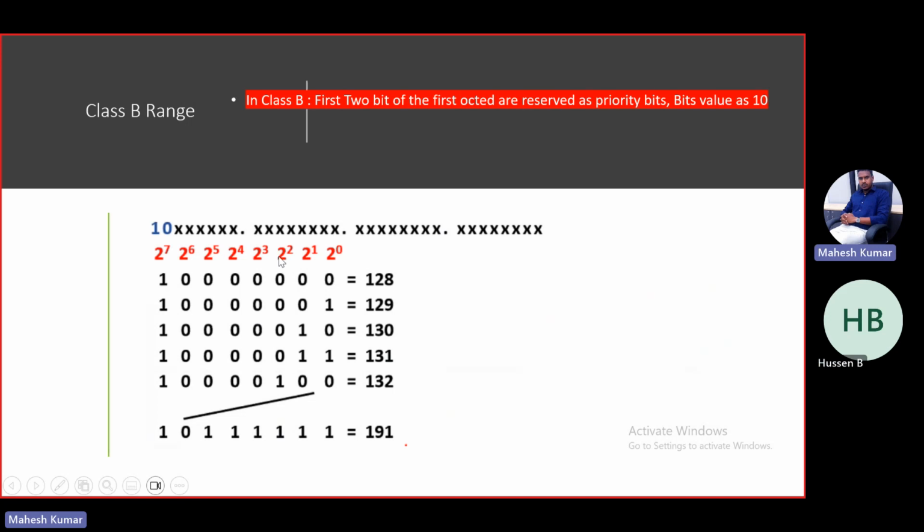If you calculate all this, from here to here it will be 191. You count 128, then here till here you no need to calculate 64, because 64 is an off bit here. So the first two bits are priority bits.